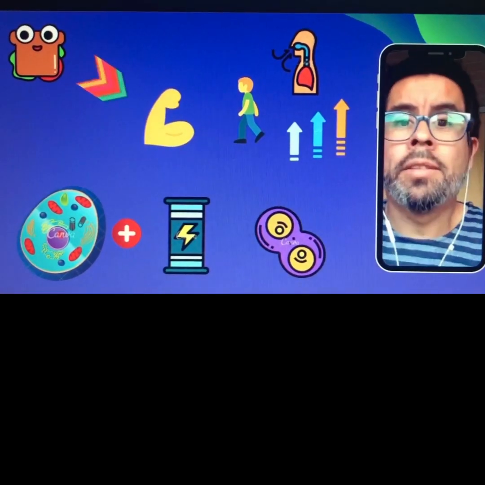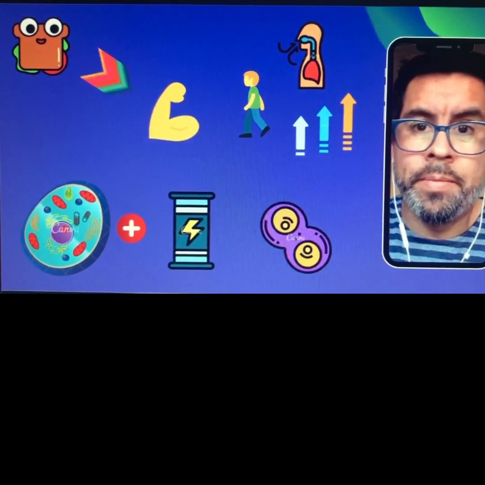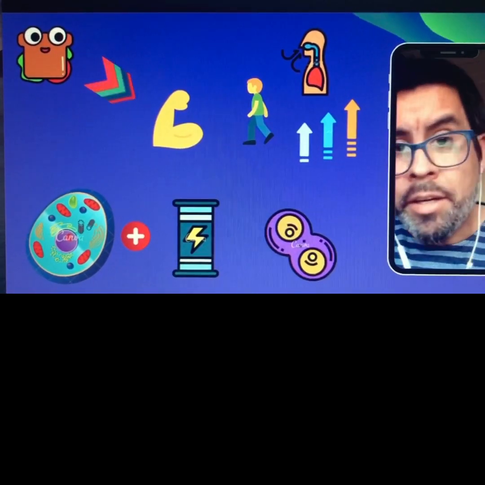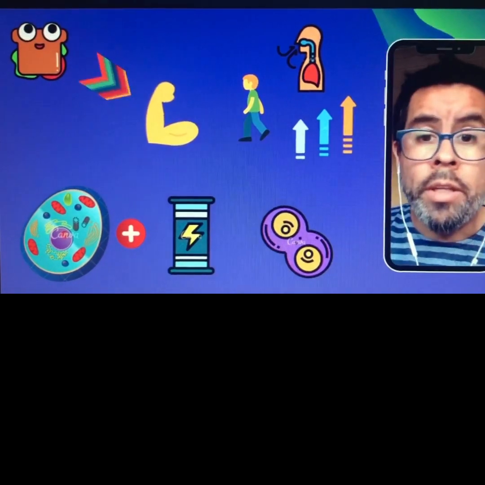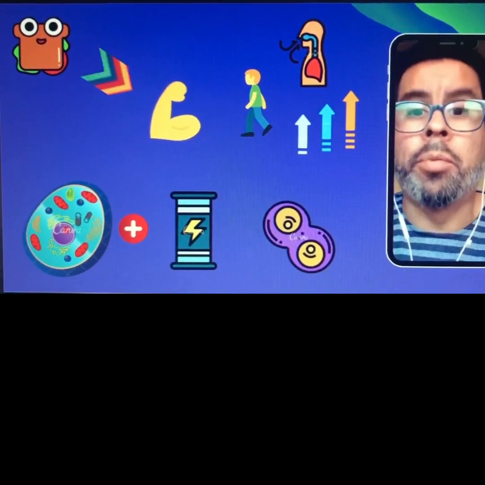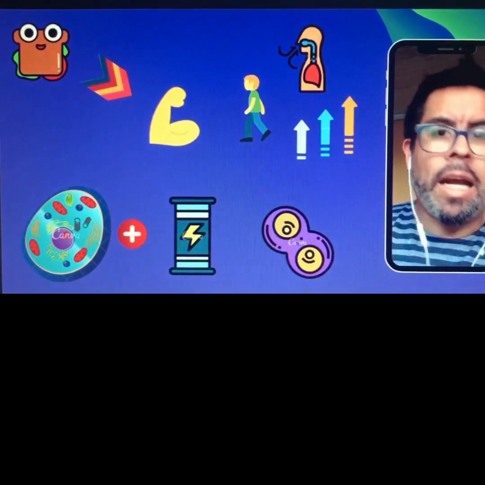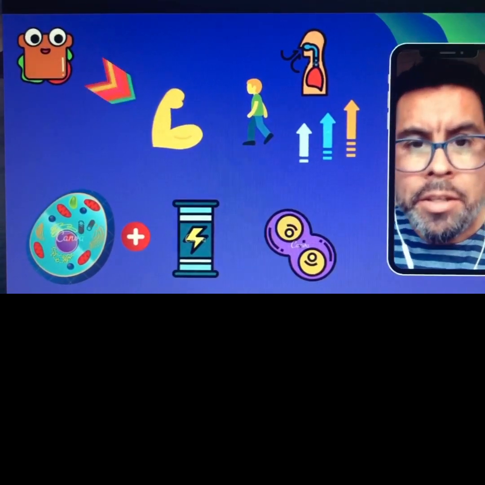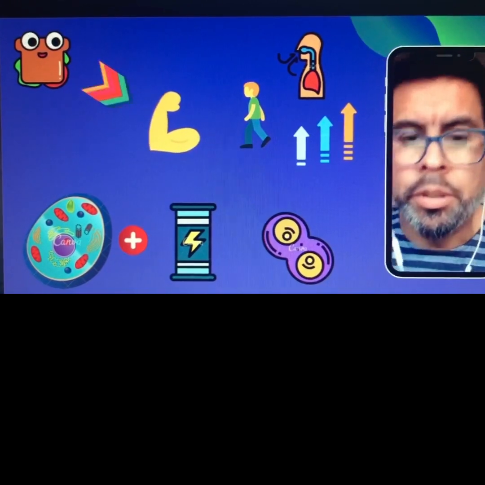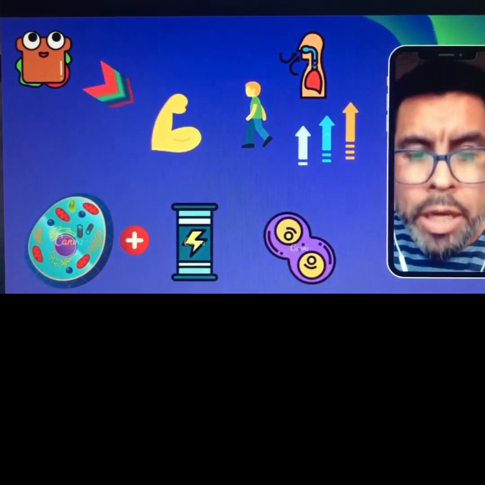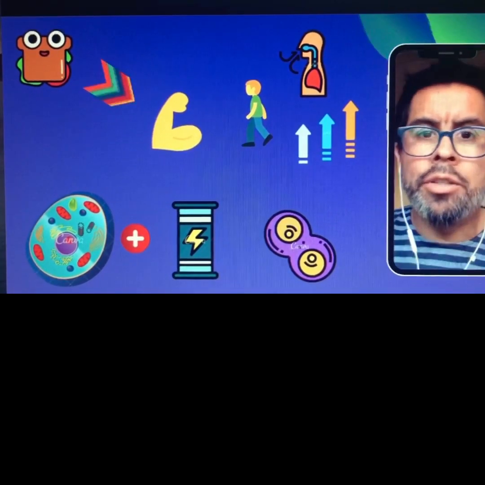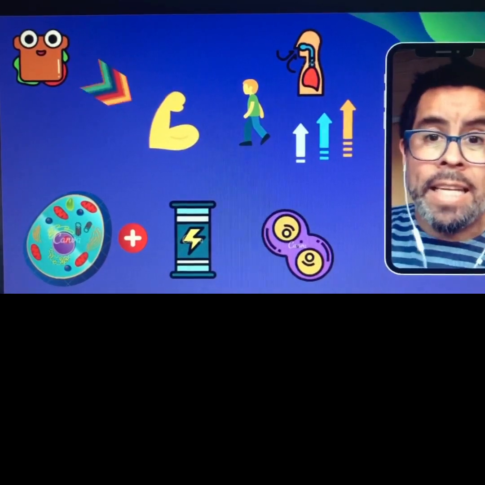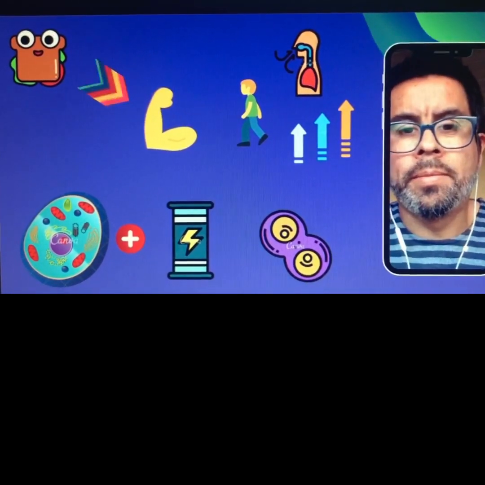Food provides living things with energy. Living things need energy for breathing, moving, growing, and other life processes. Cells are the basic unit of life. Cells need energy to carry out their functions, to grow, to carry out cell division, and to move substances in and out of the cells.